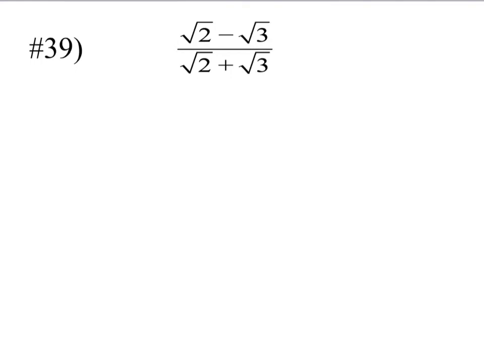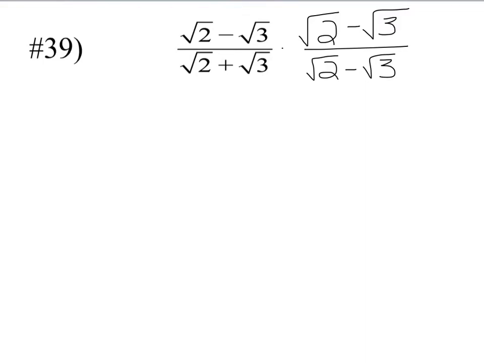Okay, again, we're dealing with a conjugate, so we're going to write the conjugate of the denominator, which is the square root of 2 minus the square root of 3 over the square root of 2 minus the square root of 3. Make sure that you put your parentheses around everything. In the numerator, we're going to have to double distribute, okay, because these are not conjugates. In the denominator, they are conjugates, so that's going to be pretty simple to take care of.